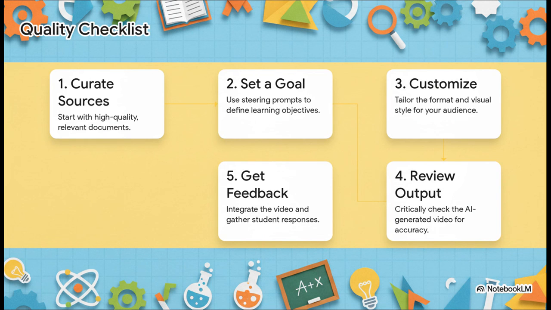2, define clear learning objectives in your prompt. Tell the AI exactly what you want. 3, customize the format and style for your audience. Make it engaging for them. 4, and this is the big one, critically review and verify the AI's output. You are the expert in the loop. And finally, number 5, integrate it and get feedback from your students. Find out what worked and what didn't for next time.